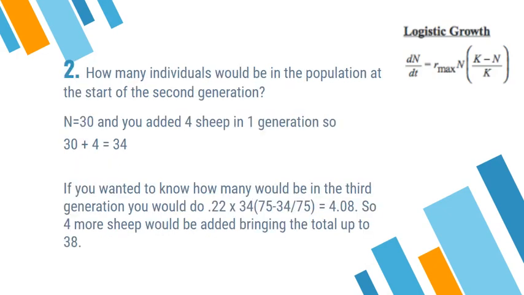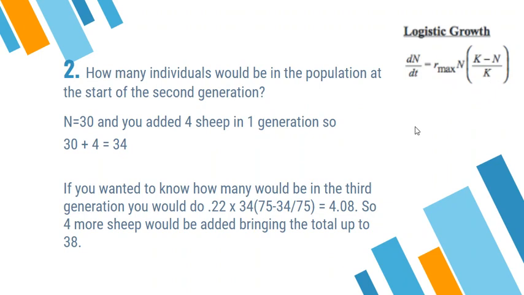Great. So then how many individuals would be in the population at the start of the second? We started with 30, we added 4, so 30 plus 4 is 34. Again, if we wanted to see how many individuals would be added in the next generation, I'm just going to do this equation right here, R max times N, K minus N over K.